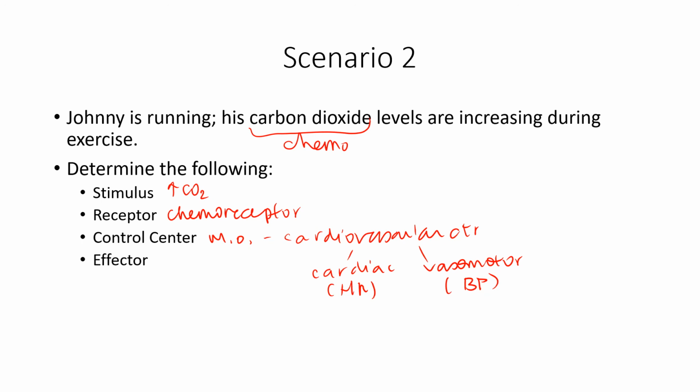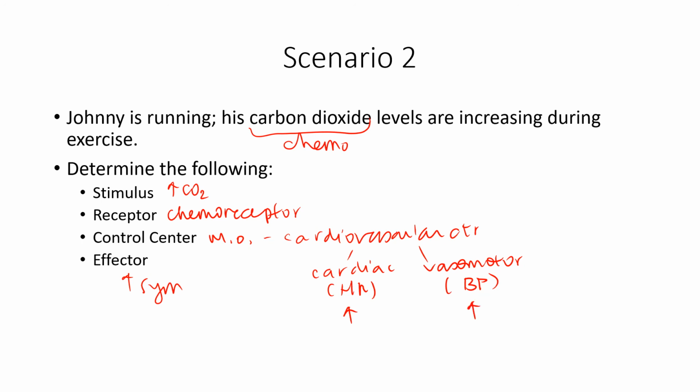So the effector here is, of course, sending out increased sympathetic stimulation to both the heart and the vasomotor center, or vasomotor center to your tunica media. That will cause your heart rate to go where? We want to increase heart rate, and we want to squeeze those tunica media of our arteries and arterioles, and that will in turn increase blood pressure.